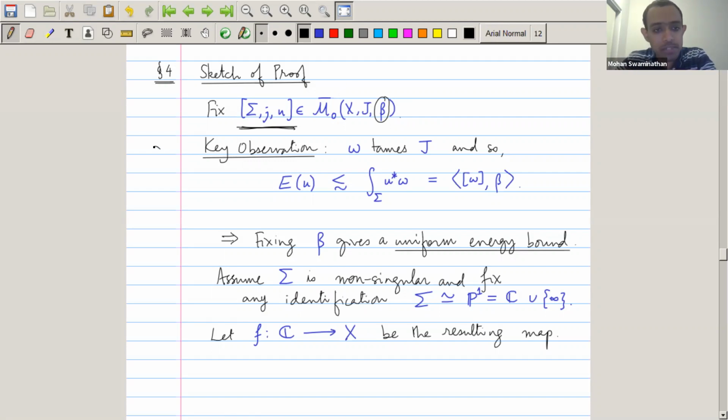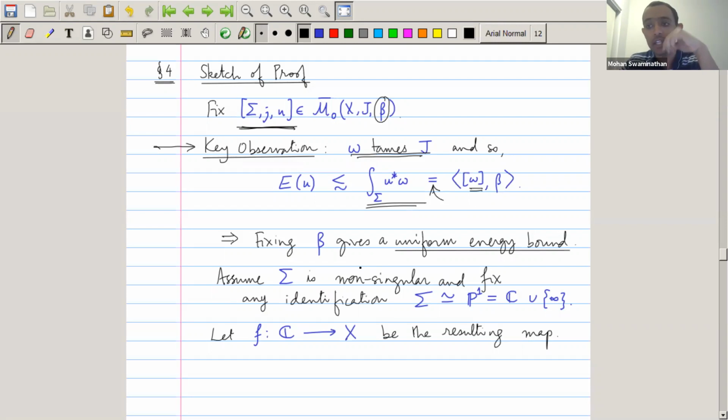Here comes the first key observation: since omega tames J, the energy of u is controlled by the integral of u-star omega on sigma. And this latter thing is actually just a topological quantity, because omega is a closed form. So this is just the pairing of the de Rham cohomology class of omega with the homology class beta. This is exactly saying that fixing beta gives us a uniform energy bound.